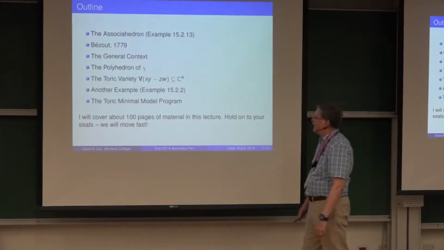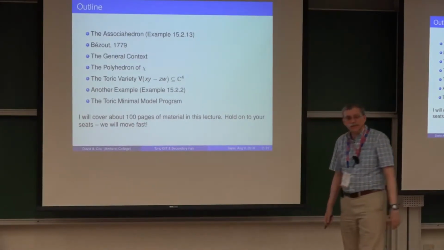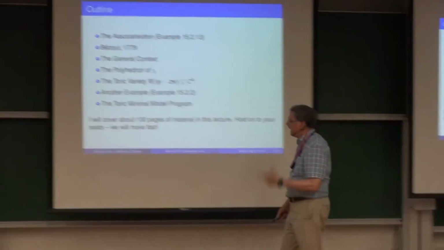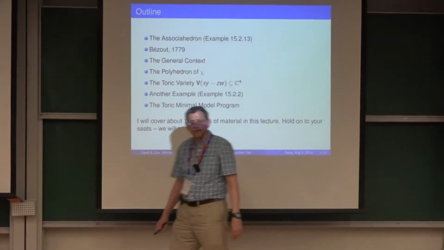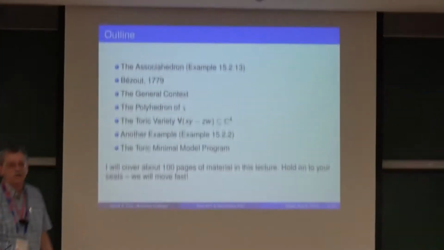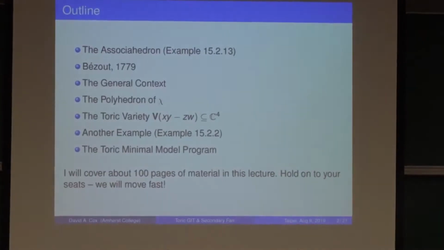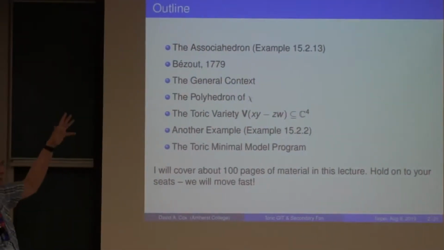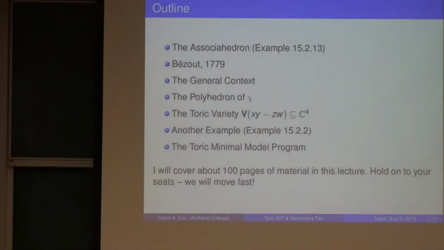So the outline is I'm going to begin with something called the icosahedron. It's an example from chapter 15. Then we're going to time travel 240 years into the past and see some things that Bezout did that are pretty interesting. And then I'll talk about the general context of those two examples. That'll take a while to sort out. And there are polyhedra involved.